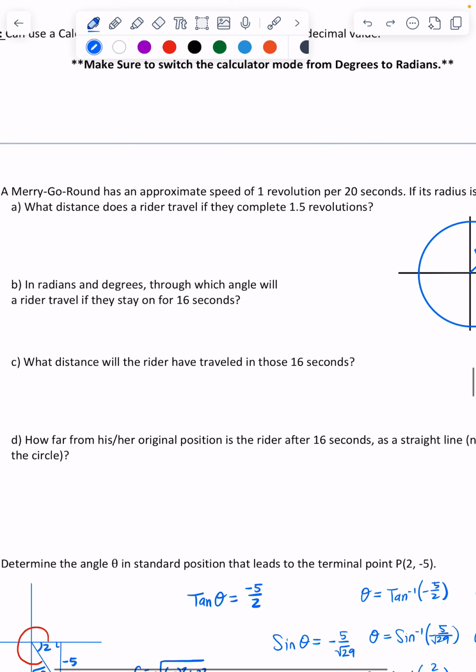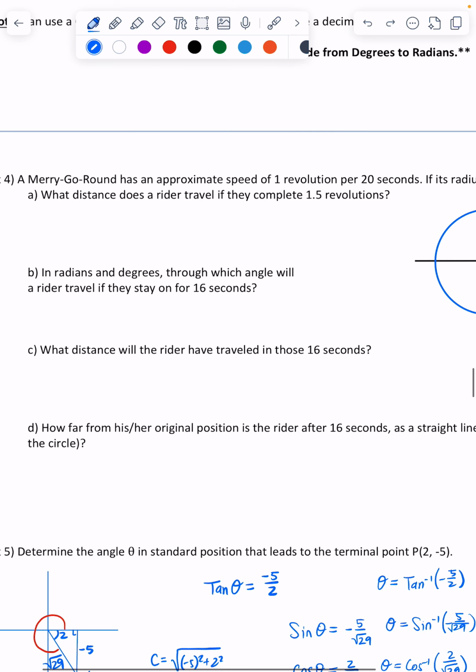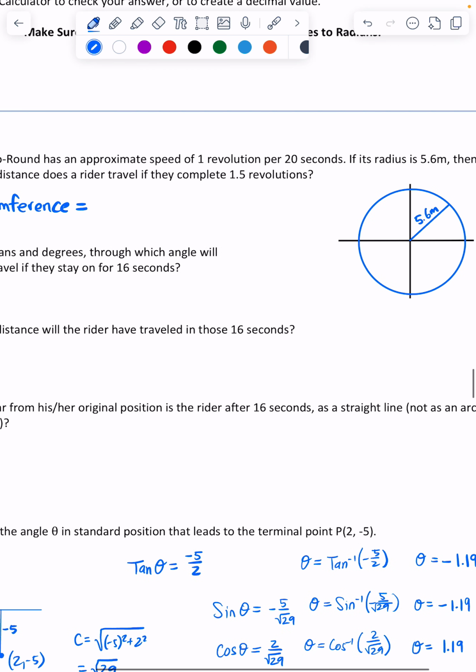Okay, and so it says, what distance does the rider travel if they complete 1.5 revolutions? And probably to do this, you want to figure out the circumference of this circle, which is the distance that the rider travels when they make 1 full rotation. And circumference of a circle is 2 pi r. You have a couple options here. You can either keep the value of pi in here.